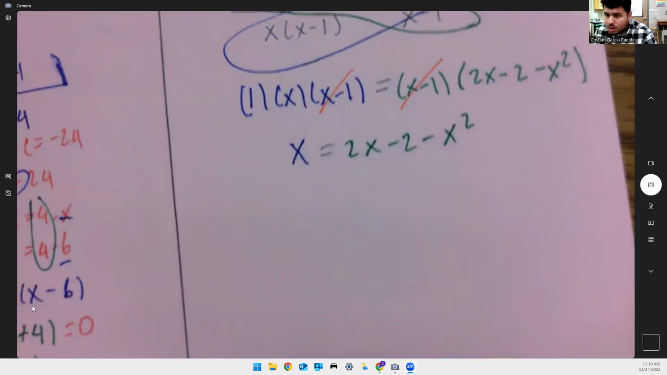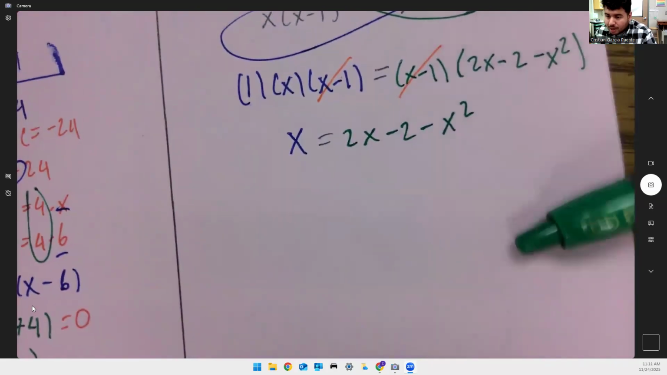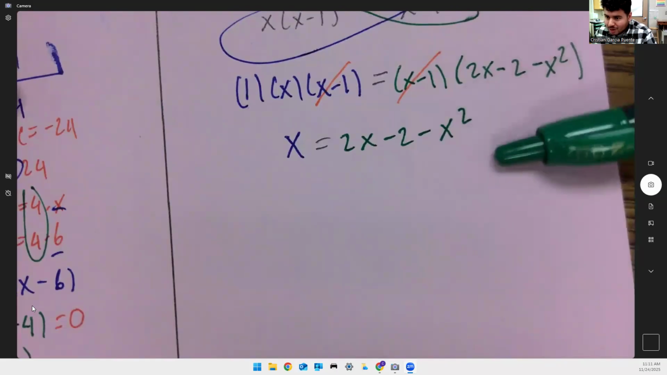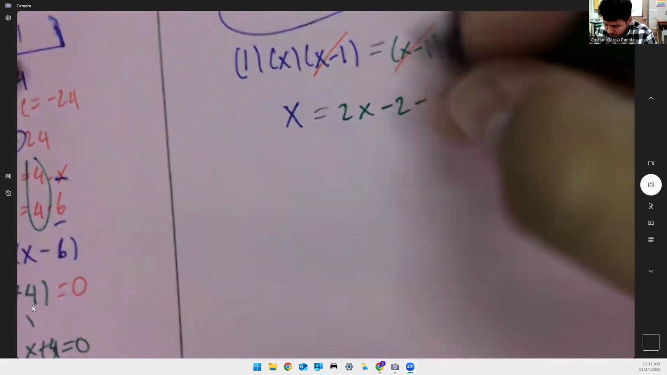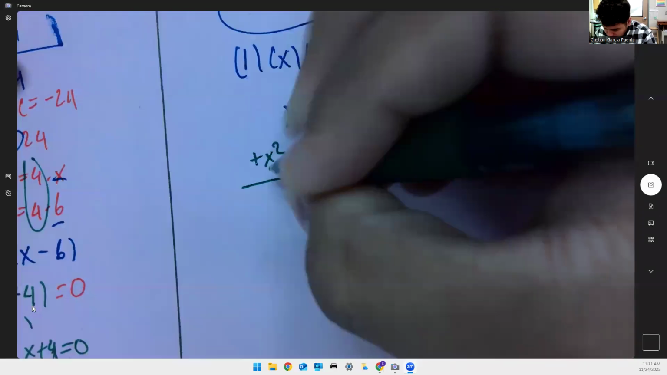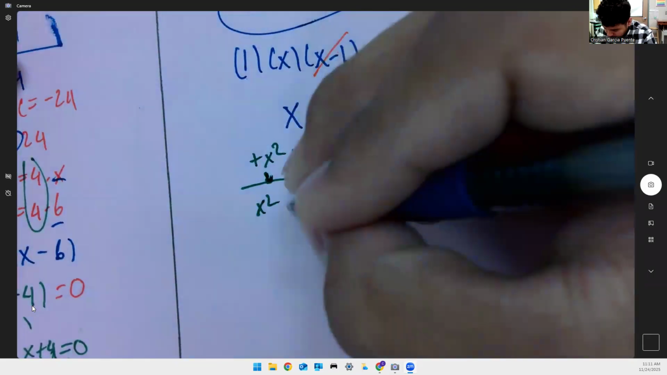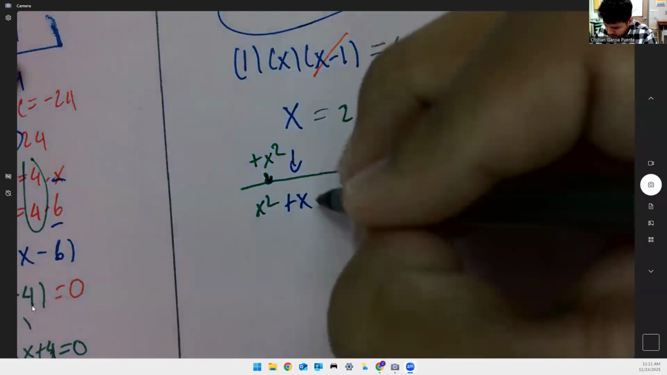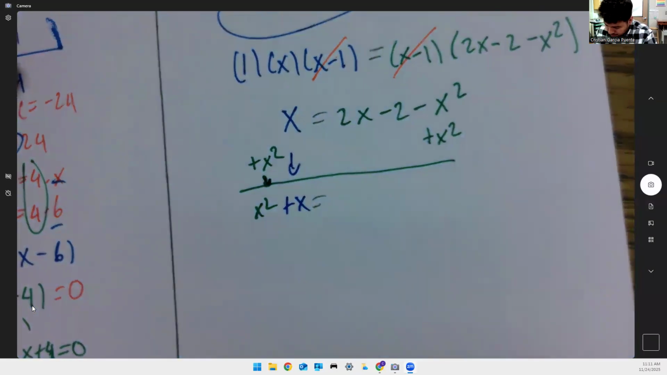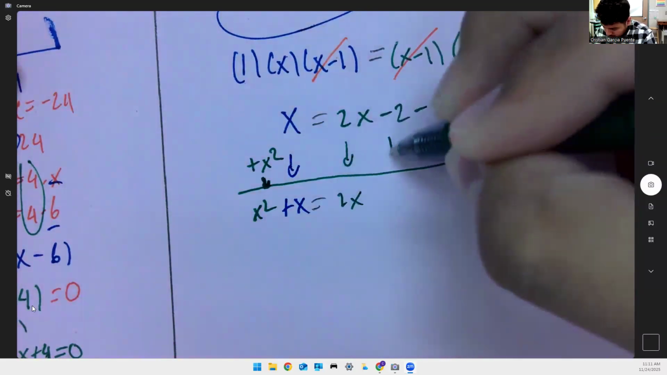And now we don't want to have a negative x squared. We want to move everything to the positive x squared side. So since we have a negative x squared on the right, we're moving everything to the left. So I'm going to start by adding x squared on both sides. So the x squared is going to drop, plus x is going to drop, and then you're going to drop everything else. So 2x and then negative 2.